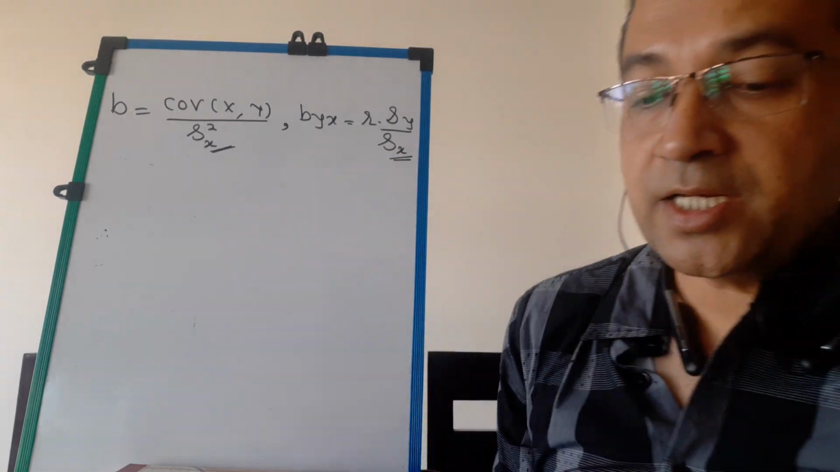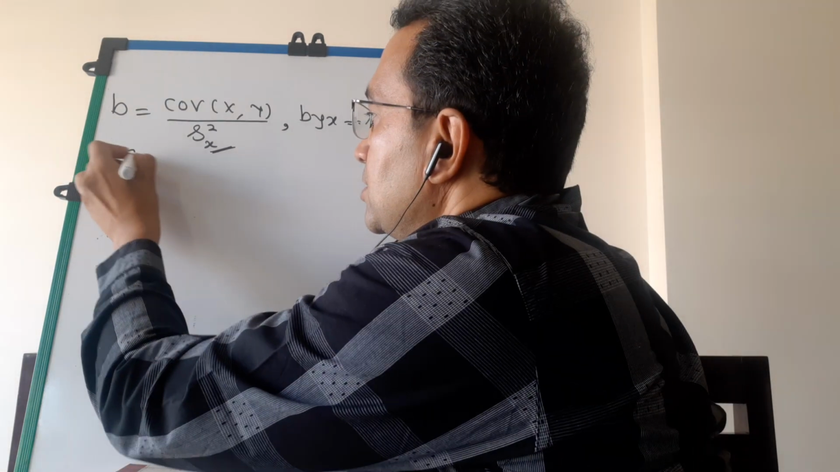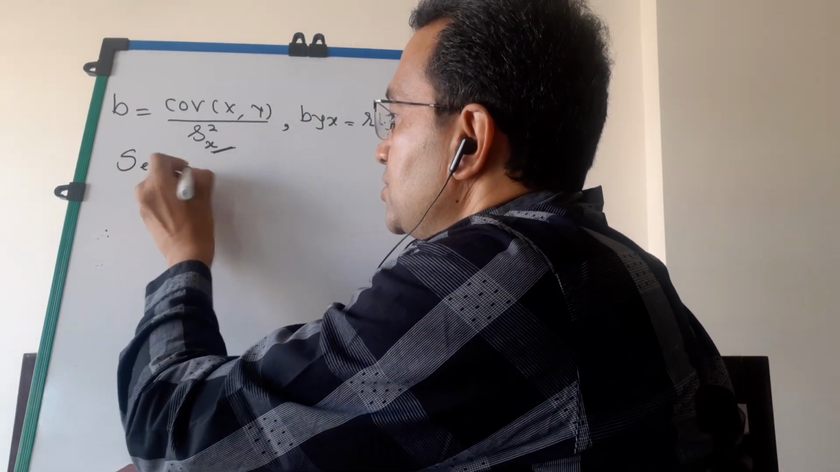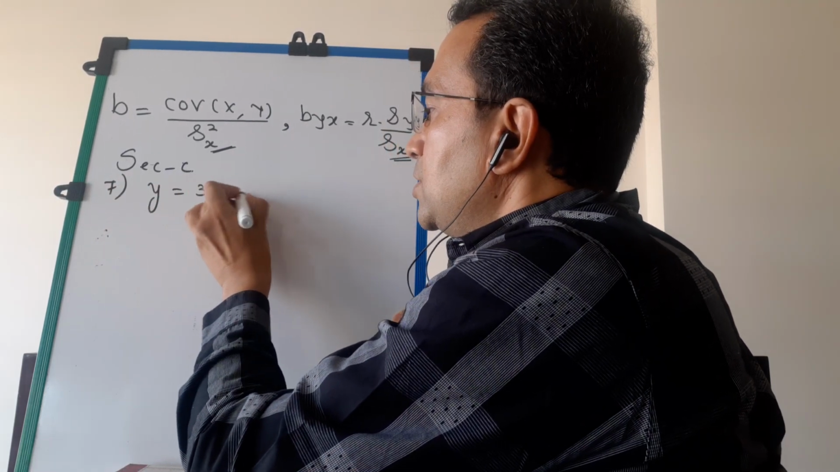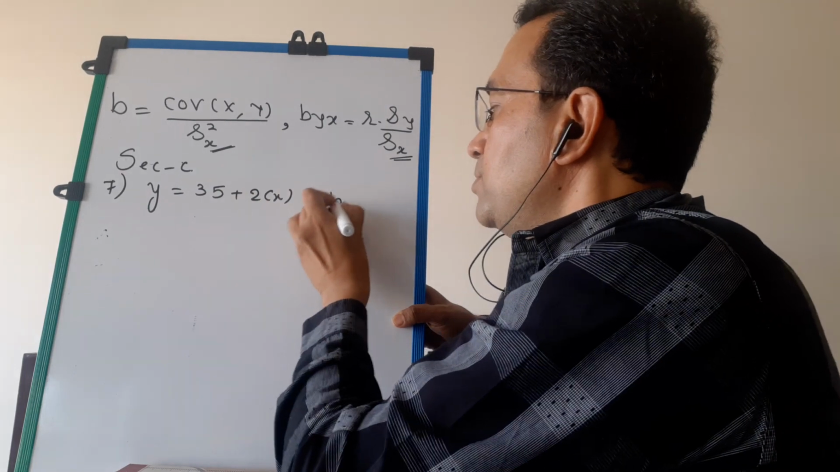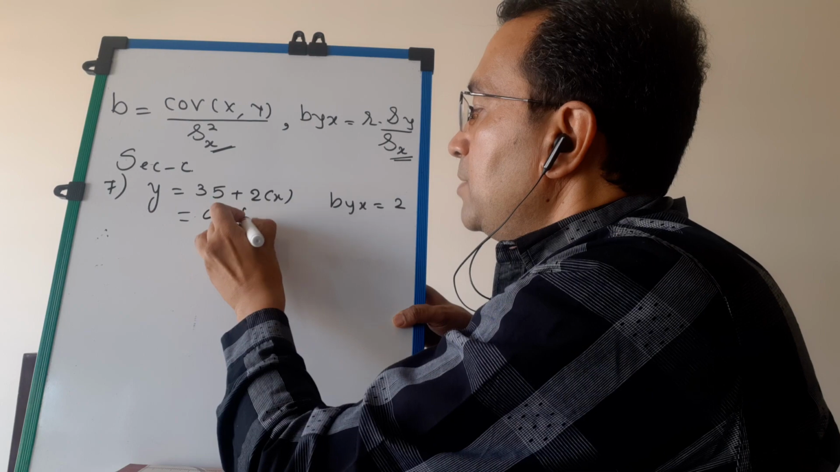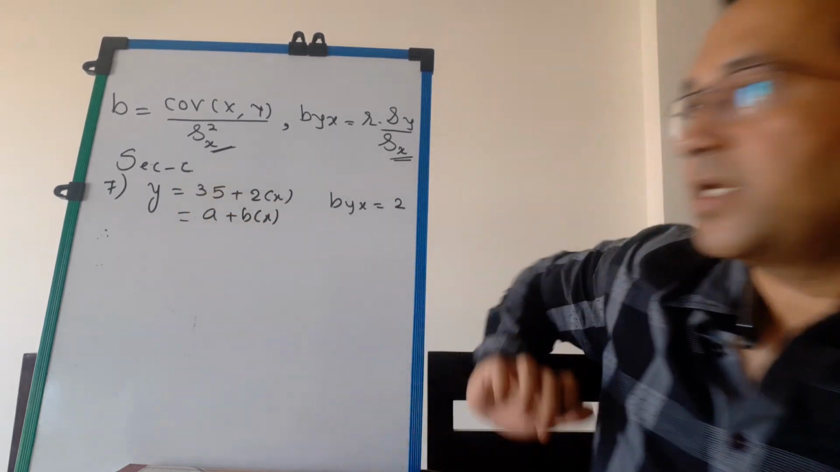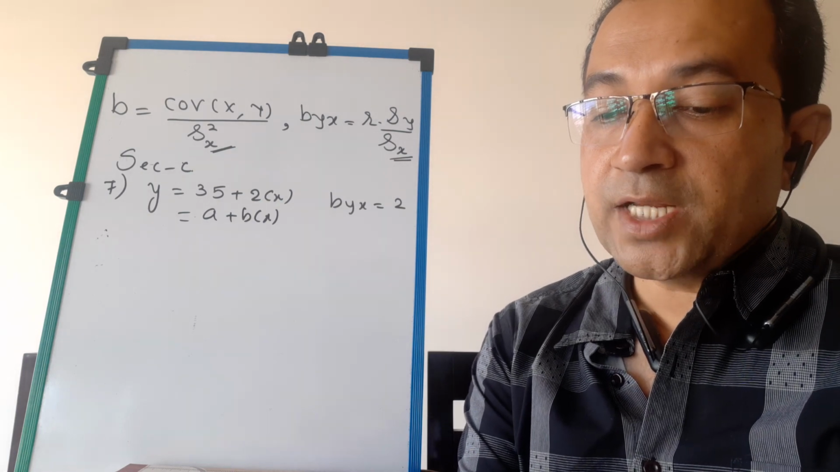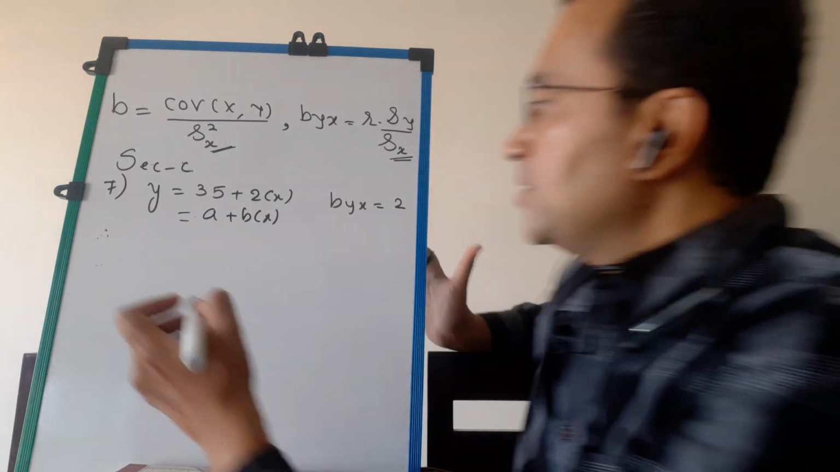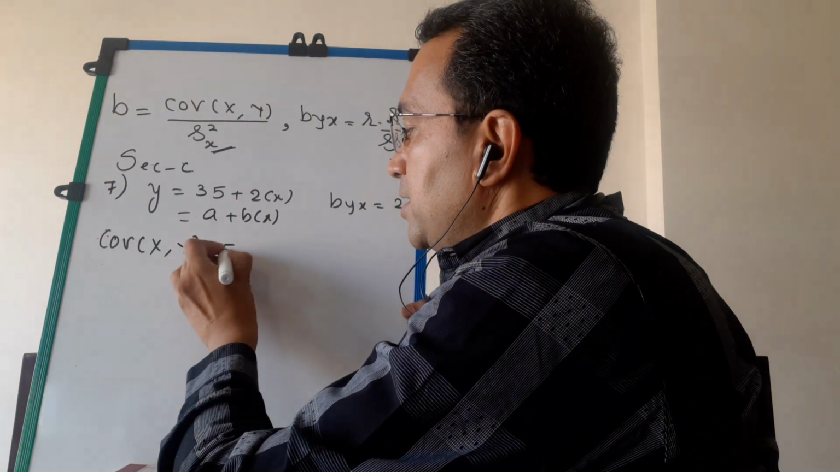Now here the regression line is already given, y cap is equal to 35 plus 2x. Section C, sum number 7, y cap is equal to 35 plus 2x, so b y on x is 2. Compare this with a plus bx. a is 35 and b is 2. The additional information given is covariance between x, y is 50. So I write here covariance between x, y is 50.